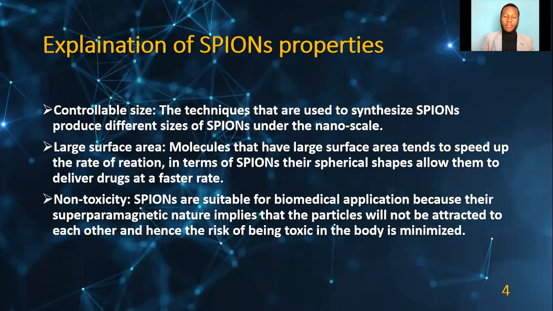Non-toxicity. The toxicity depends on the physical and chemical properties of the nanoparticles and on the dose of the drug that is intended to be used. SPION are suitable for biomedical application because their superparamagnetic nature implies that the particles will not be attracted to each other, and hence their risk of being toxic in the body is minimized. Another thing that we have to put into consideration is that iron is a naturally occurring metal in the body, and hence the body is adapted to metabolize iron, meaning that even if we use iron-containing nanoparticles in therapies or in any biomedical application, it won't be a problem because the body is already adapted to metabolize iron.